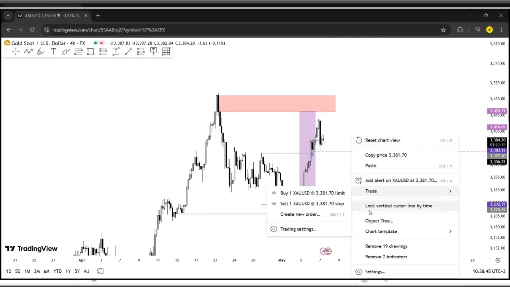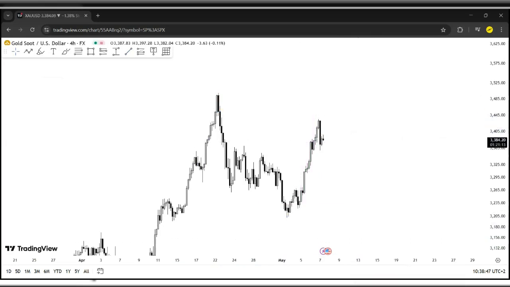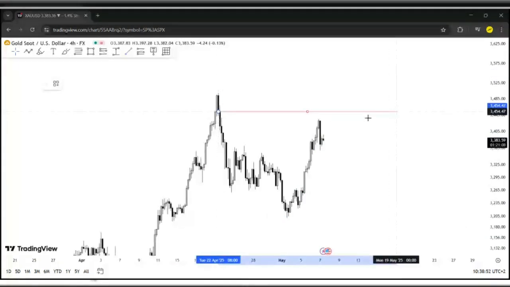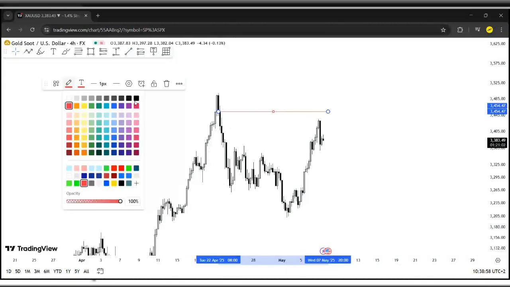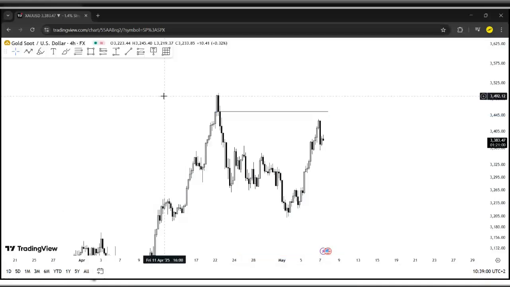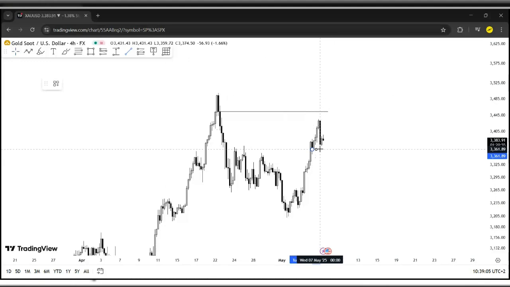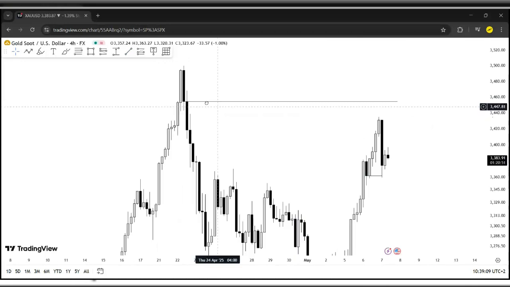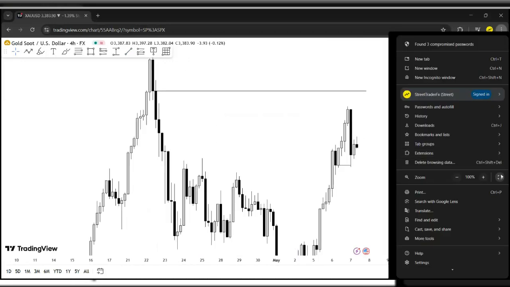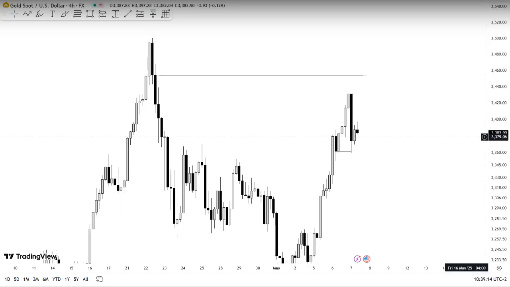So I'm going to remove everything. And then highlight these key levels that we are approaching, right? And try to figure out why certain moves happened. So currently, if we look at gold, we can see that we have this 4-hour level that we are approaching.